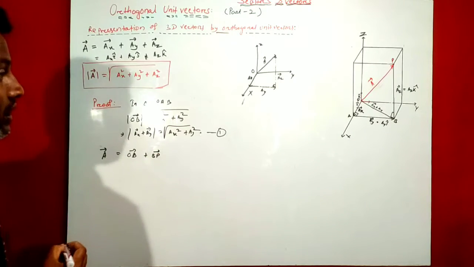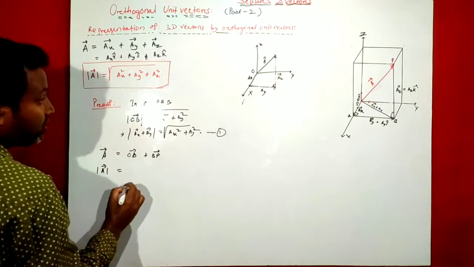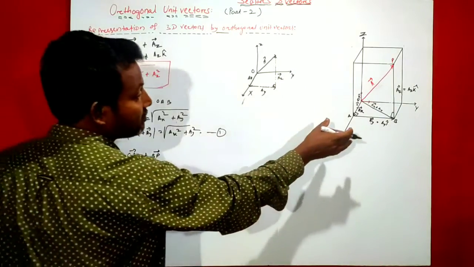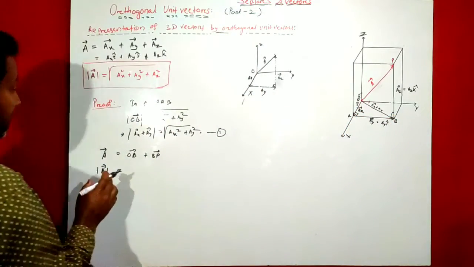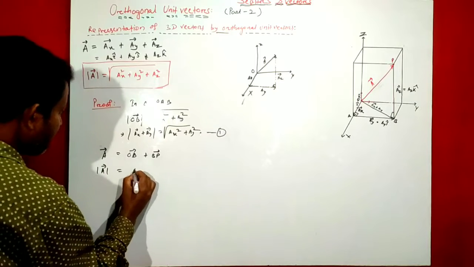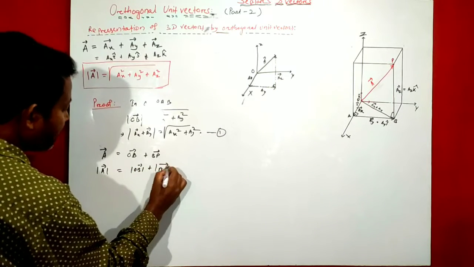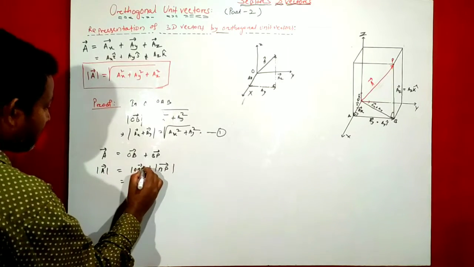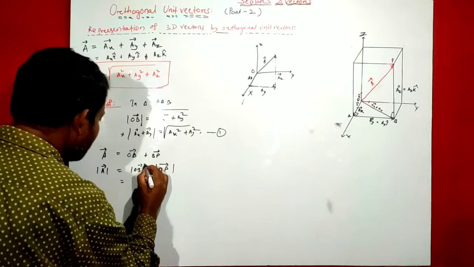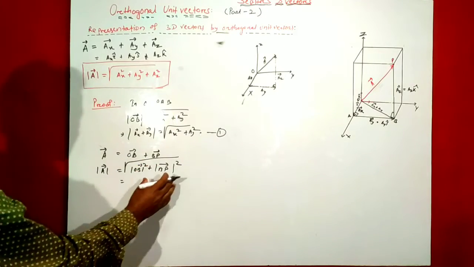PB vector, then we find A vector. So magnitude of A is equal to magnitude of OB, plus magnitude of BP, is equal to the square root of magnitude of OB squared plus BP squared.